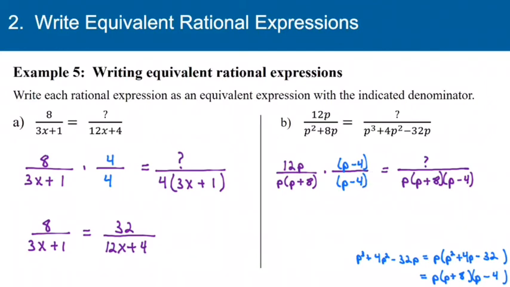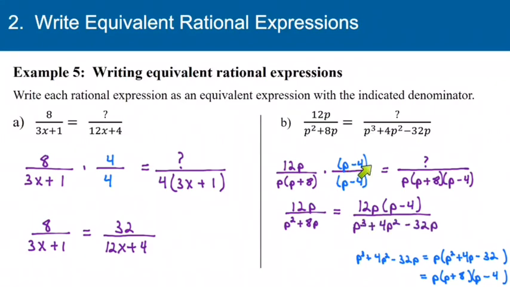Okay, so what do we have? This original fraction, 12p over p squared plus 8p, equals this times this in the top. So 12p times p minus 4 over that denominator. Notice that I didn't even distribute the 12p into the p minus 4. It's not necessary. You can just leave it in that factored form for what we're working on right now. Unless the instructions tell you otherwise, it's okay to just leave it in factored form.